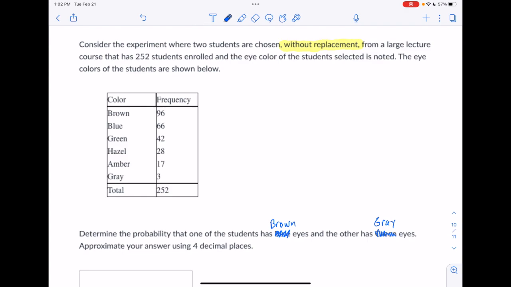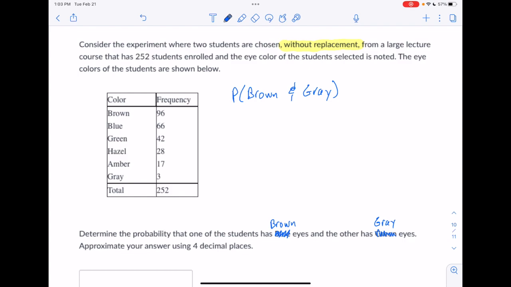What's really important to notice here is they don't say the first student selected has brown and the second one has gray. They just say one of them has brown and the other has gray. So there's no order mentioned. Let's first of all write that out. Probability of brown, we don't know if that's first or second, and gray, and we don't know if that's first or second. So when you do these problems where you're choosing without replacement and you have an and, you really need to work with an order. But if they don't give you an order, you don't get to just pick one. You have to list all the orders that are possible.